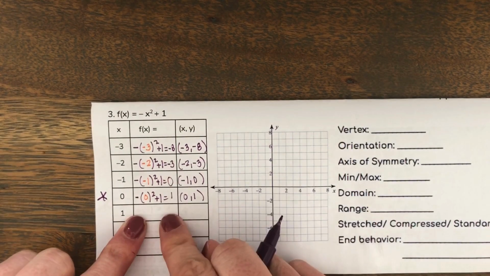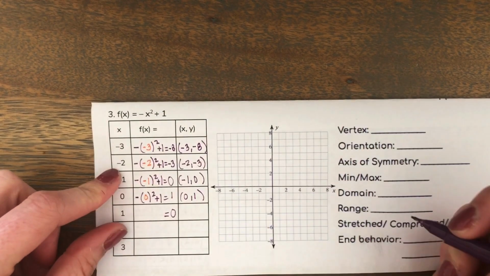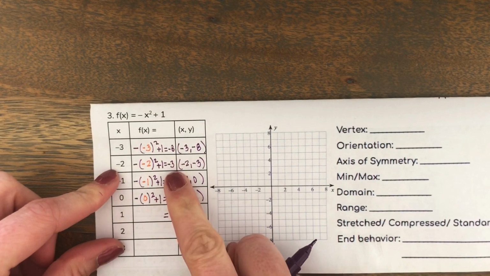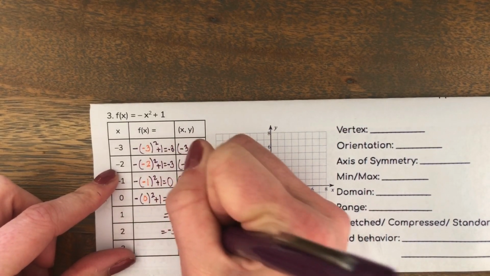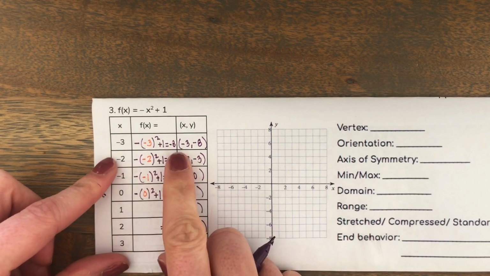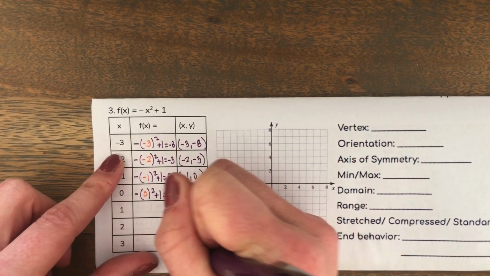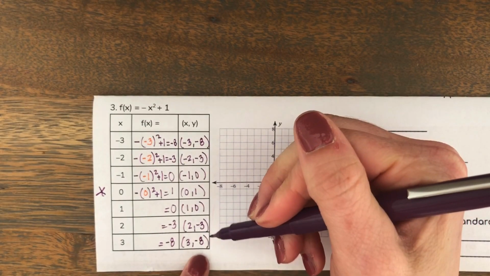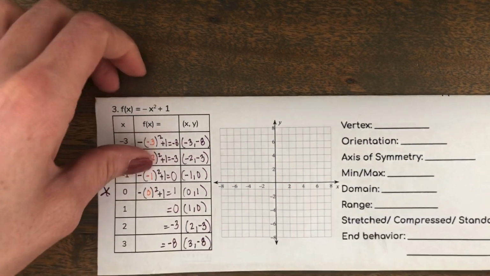So I know 1 is going to have the same as -1. So this is also going to be 0. And my ordered pair will just be 1, 0. And 2 will go with -2. So that's going to be -3. So 2, -3. And then lastly, 3 goes with -3. So I know that's going to be equal to -8. And then that'll be 3, -8. So again, your y values always have to match. If they don't match, then it's not going to work very well.